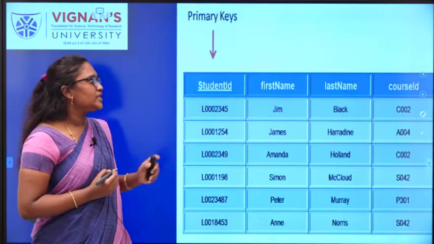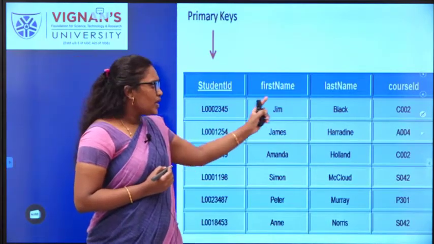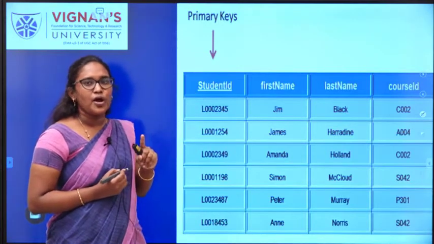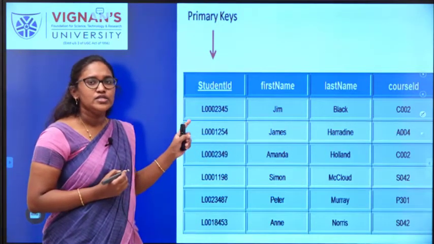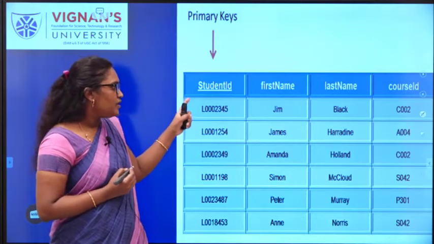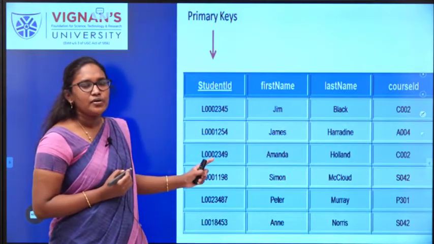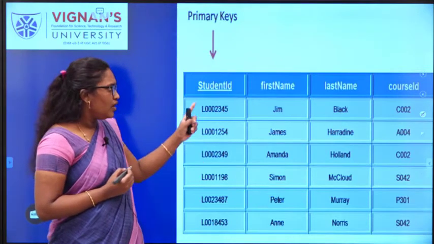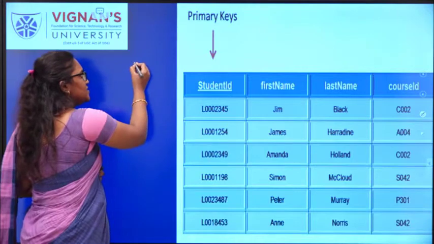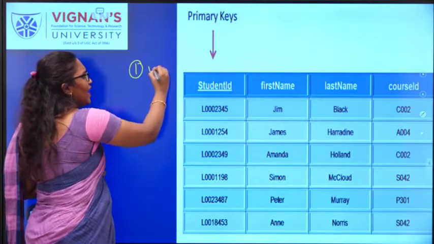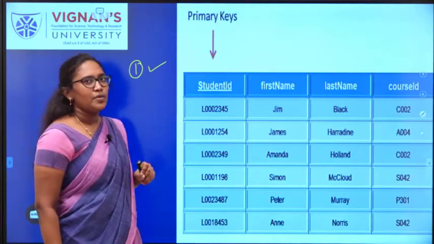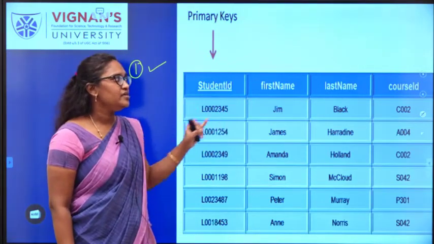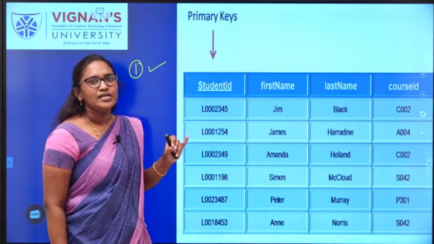So if you observe the table, here you can easily understand things. First property: the primary key should not have null values. If you observe the table, have you found any empty values here? No, right? So the first property is validated.